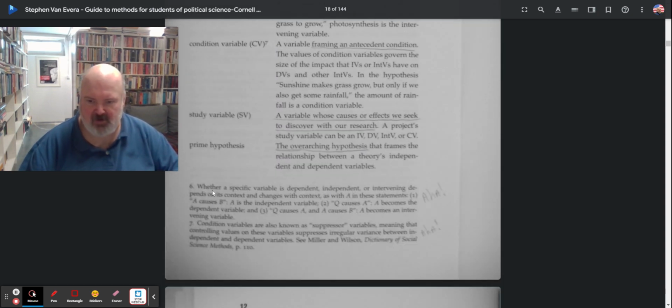Whether a specific variable is dependent, independent, or intervening depends on the context, and changes with context. In statement 1, A causes B, A is the independent variable. In 2, Q causes A, A becomes the dependent variable. In 3, Q causes A and A causes B, A becomes the intervening variable. Okay?